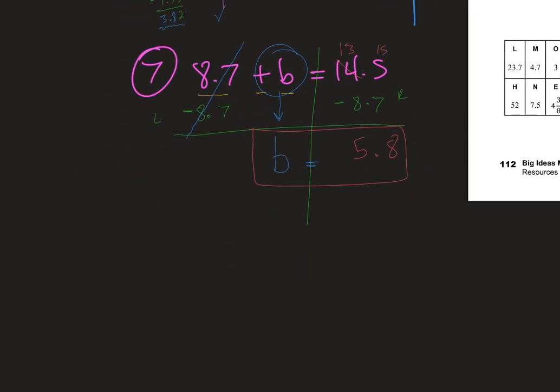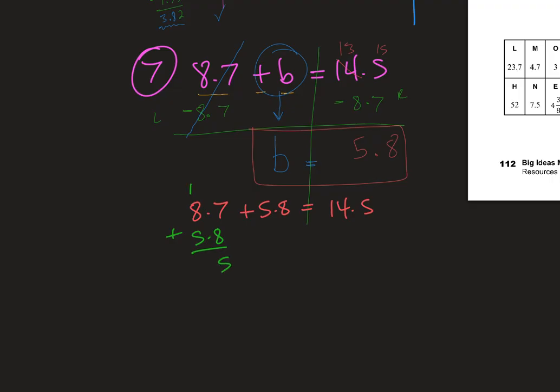So I need to check to see if that's right. So 8.7 plus 5.8, does that equal 14.5? Well, again, I always line mine up. 7 and 8 is 15. 1 plus 8 is 9. 9 plus 5 is 14.5. So check it out. That is the same as that. So we are correct.